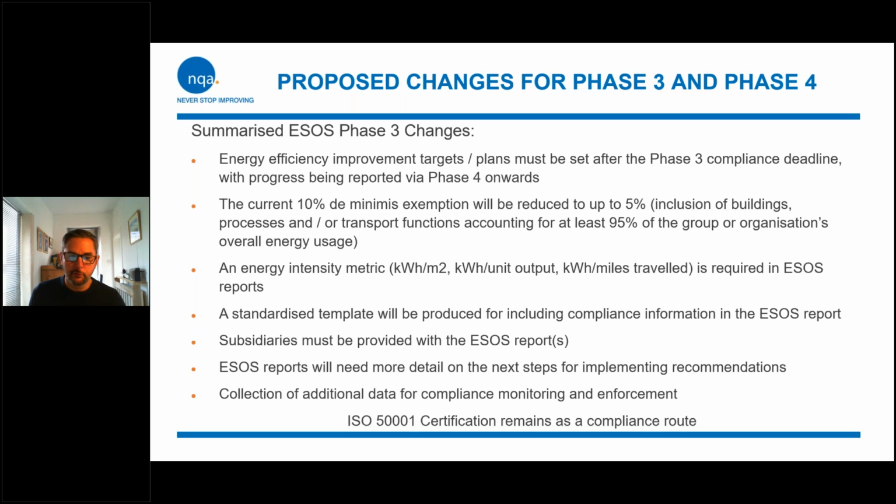There'll also be a need to introduce what's called an energy intensity metric. So either, and/or, kilowatt hours per metre squared, kilowatt hours per unit output, or kilowatt hours per mile travelled for transport. That addresses the building function, kilowatt hours per metre squared, the process function, kilowatt hours per unit output, and the transport function, kilowatt hours per mile travelled. Those will need to be in the ESOS reports.